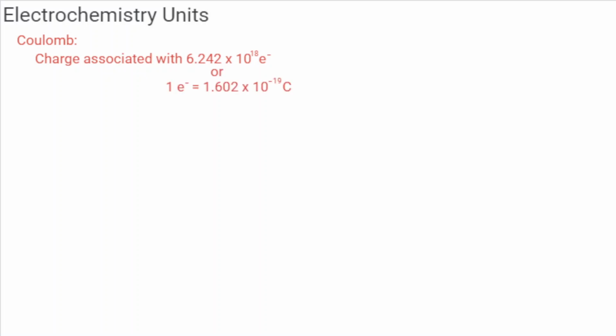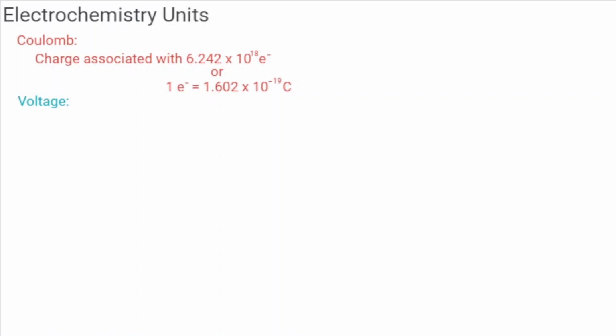Hello, and today we're going to talk about some electrochemistry terms, mainly focusing on different units you might come across. First up, we have a coulomb, and a coulomb is defined as the charge associated with 6.242 times 10 to the 18th electrons, or another way of thinking of it is one electron has 1.602 times 10 to the negative 19 coulombs of charge.